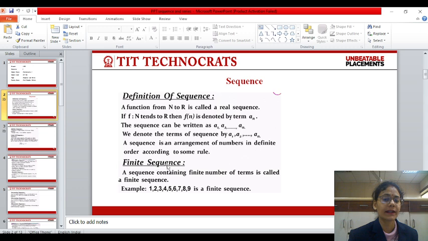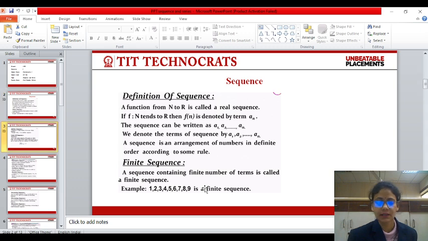Then we have the finite sequence. Based upon the number of terms in a given sequence, we can define any sequence as a finite sequence or an infinite sequence. A sequence containing a finite number of terms is called a finite sequence. For example, here you can see we have 9 terms. So this is a finite sequence because the number of terms is fixed up to 9. There are no terms more than that.